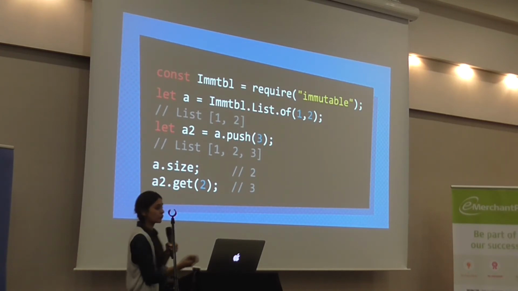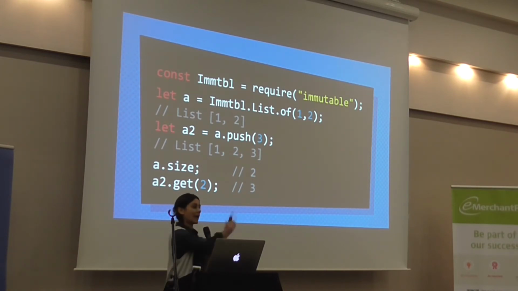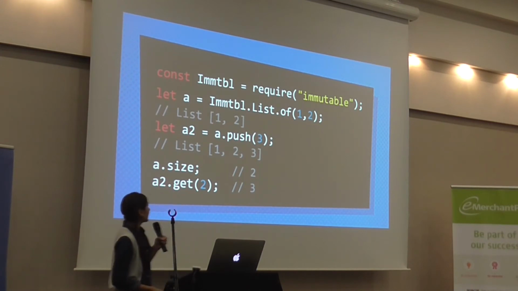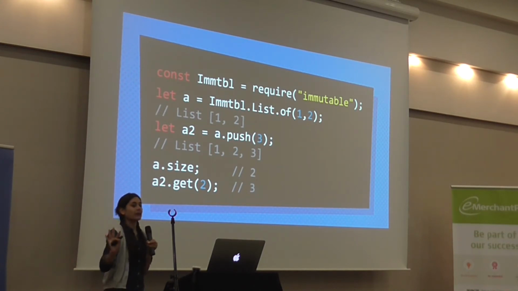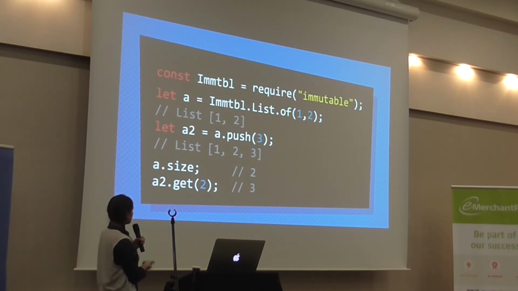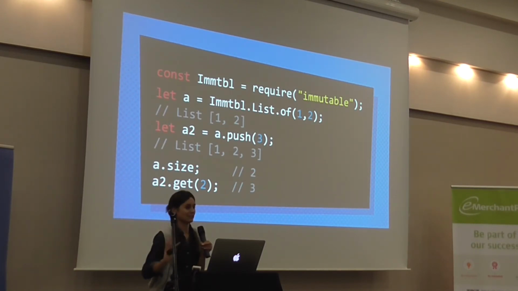I can do a.push(3). However, although it seems like this would be updating A in place, like a regular array, it is not. It's creating a new copy, a new version of A that I can capture as A2. And I can prove to myself that A hasn't changed by checking the size. A.size is still 2, whereas A2.size is going to be 3. And if I want to see what's at index 2 of A2, I can use the get method. So I can do A2.get(2), and I get the 3 out. So I can prove to myself that A didn't really change.